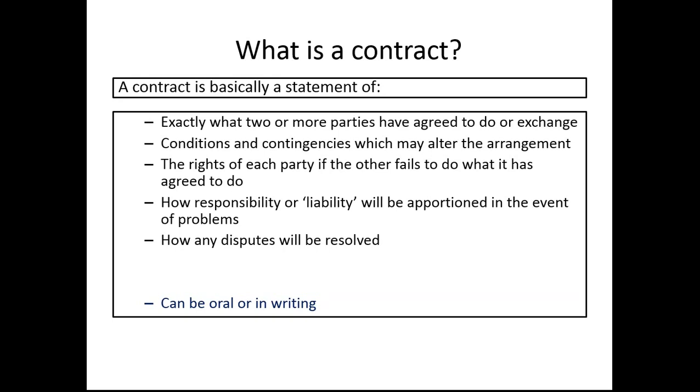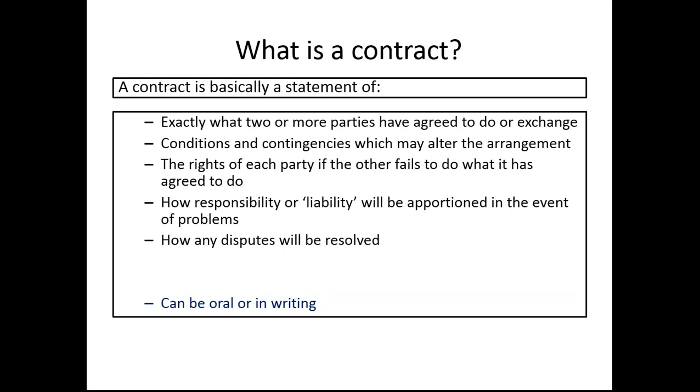It will also cover liability in the contract: what happens if there is a problem? It will also lay down how disputes will be resolved. And finally, of course, it can be oral or in writing. It does not have to be in writing.